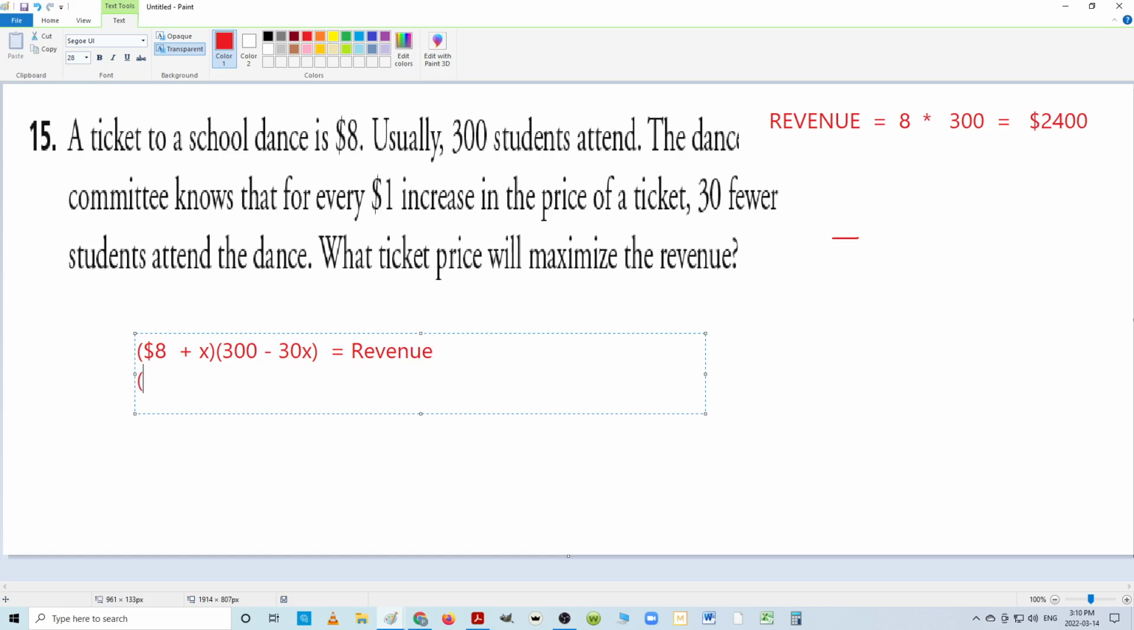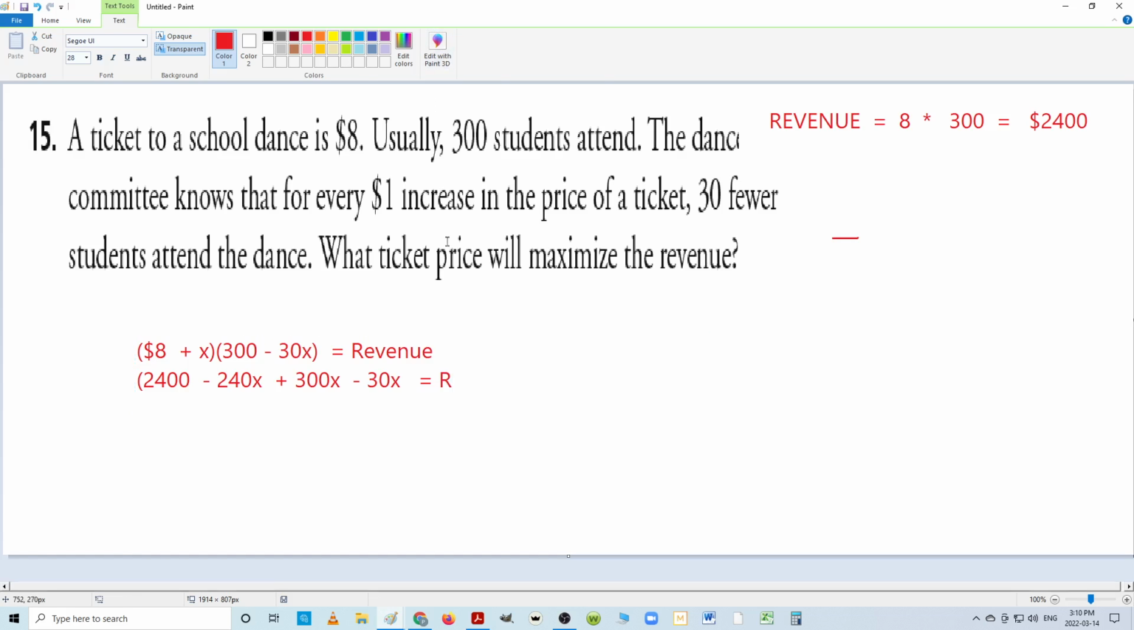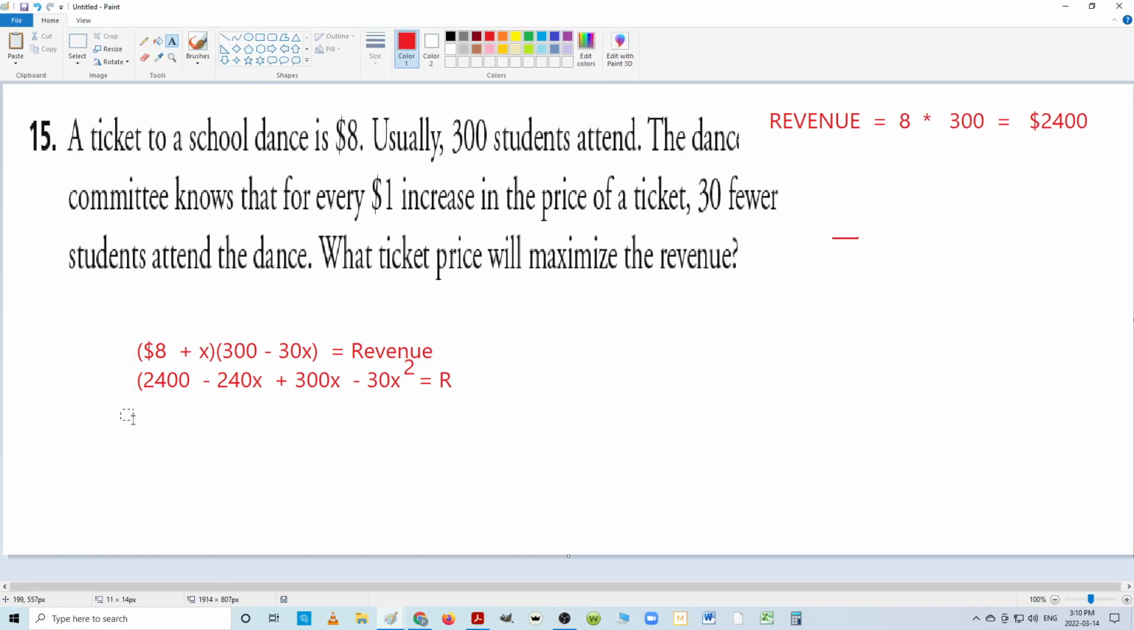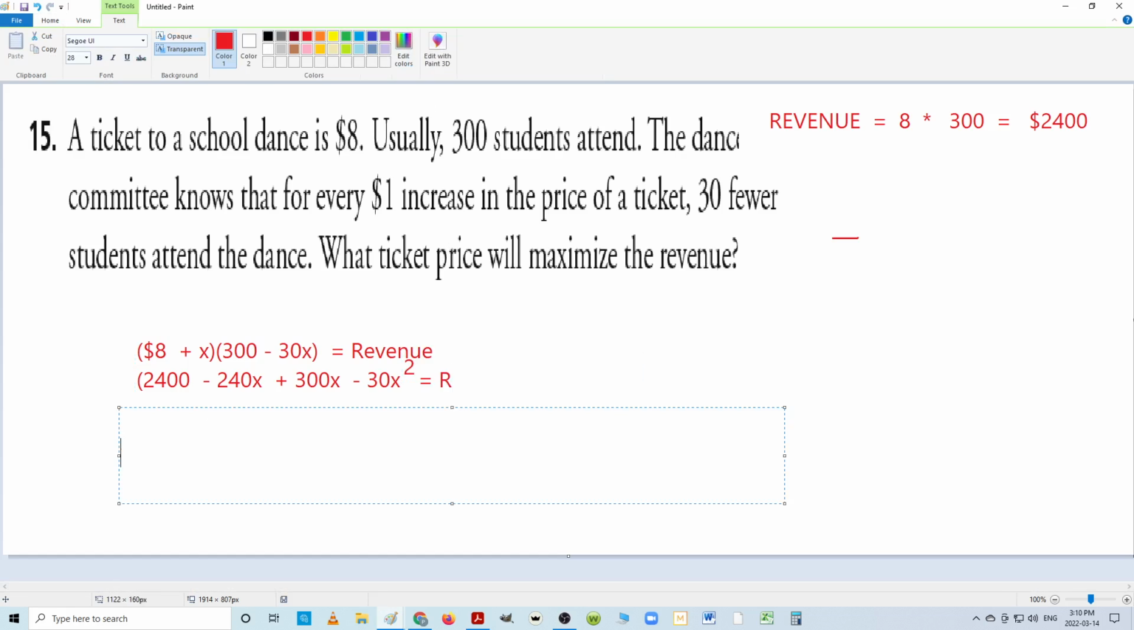What's 8 times 300? There's that 2400. What's 8 times minus 30x? Minus 240x. What's x times 300? Plus 300x. What's x times minus 30x? Minus 30x squared is equal to revenue. Notice that I can add up the values in the middle. I'm just going to rearrange it, by the way. Minus 30x squared. What do those values add up to in the middle? 60x plus 2400, like that.